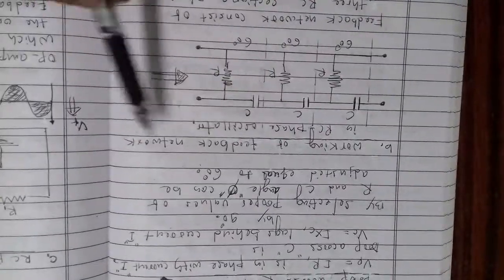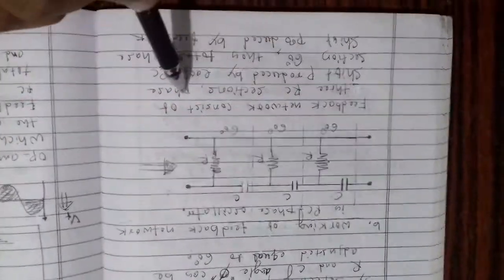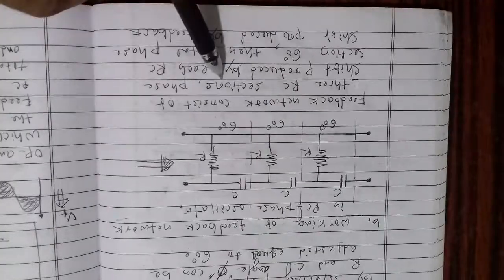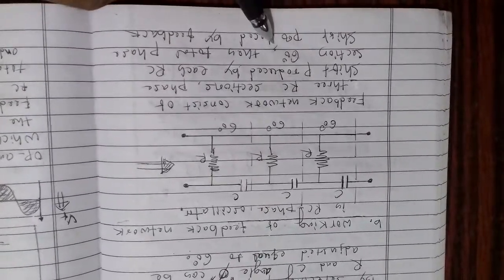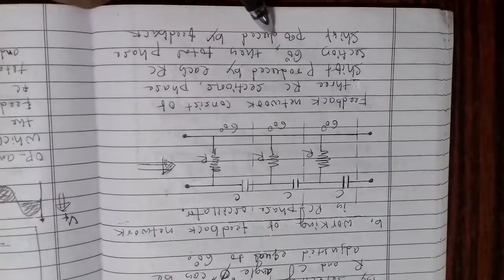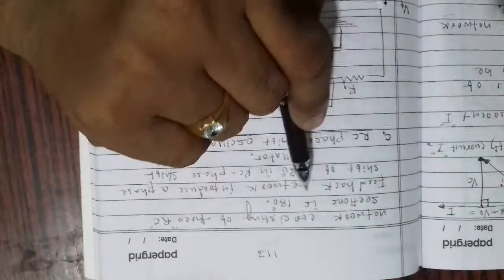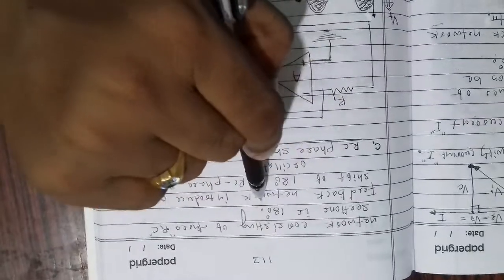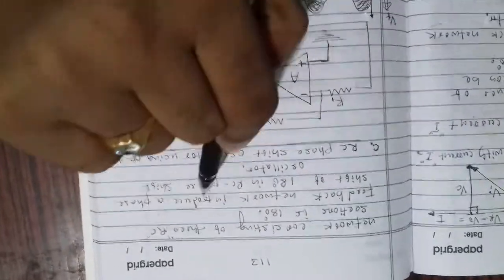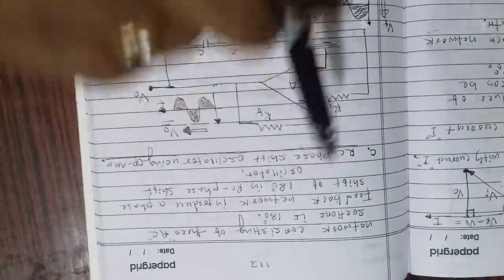Working of feedback network in RC phase shift oscillators. A feedback network consists of 3 RC sections. Phase shift produced by each RC section is 60 degrees. Then total phase shift produced by the feedback network consisting of 3 RC sections is 180 degrees. The feedback network introduces a phase shift of 180 degrees in RC phase shift oscillators.